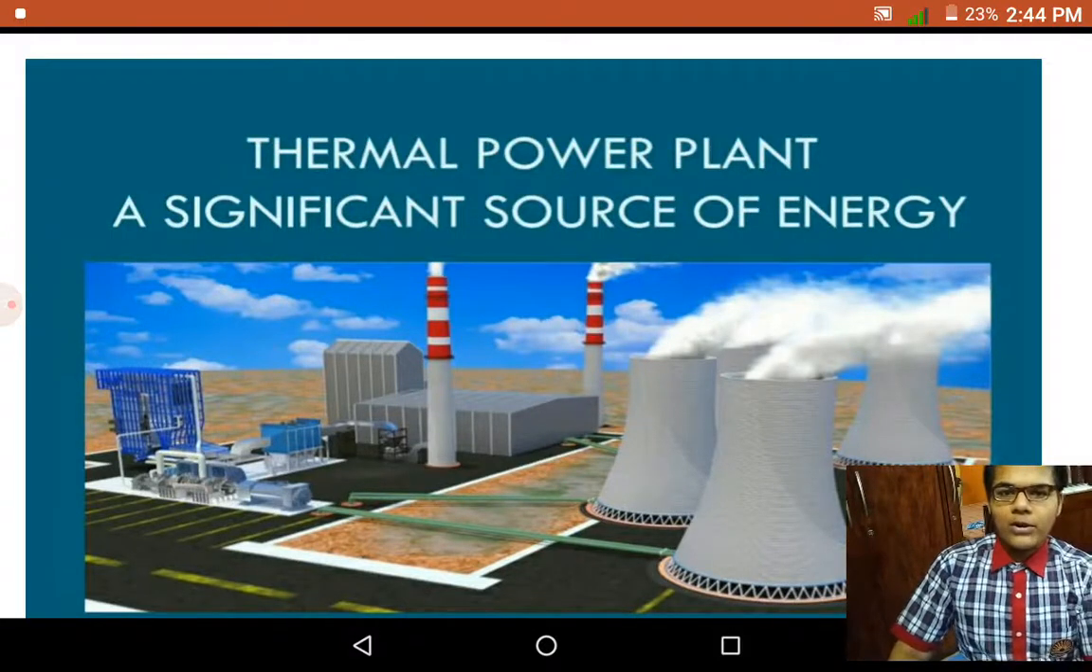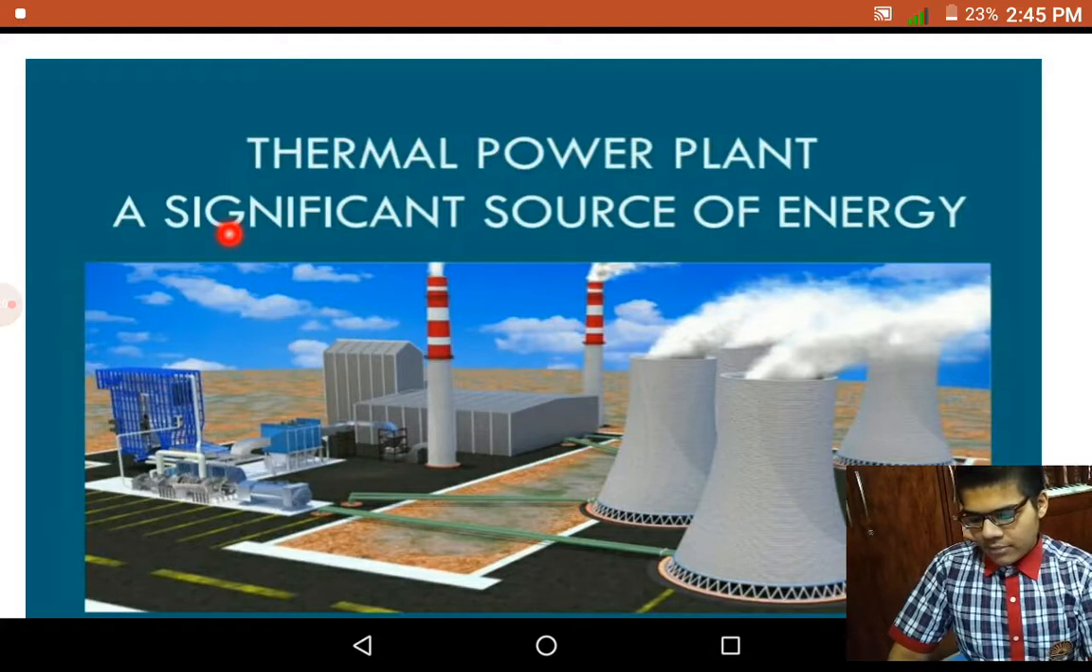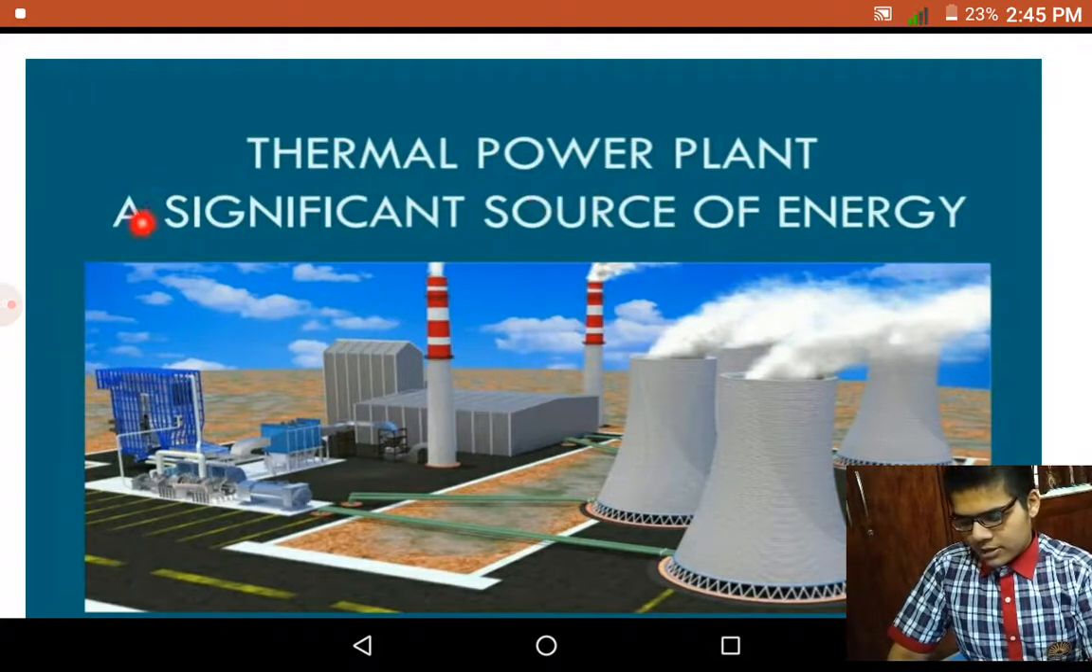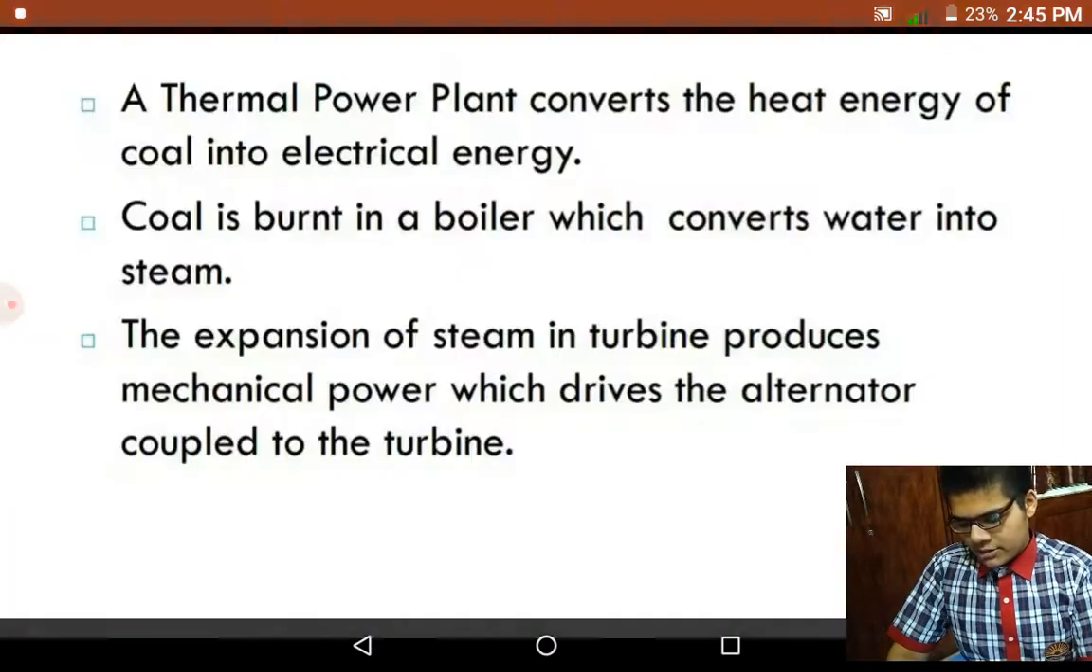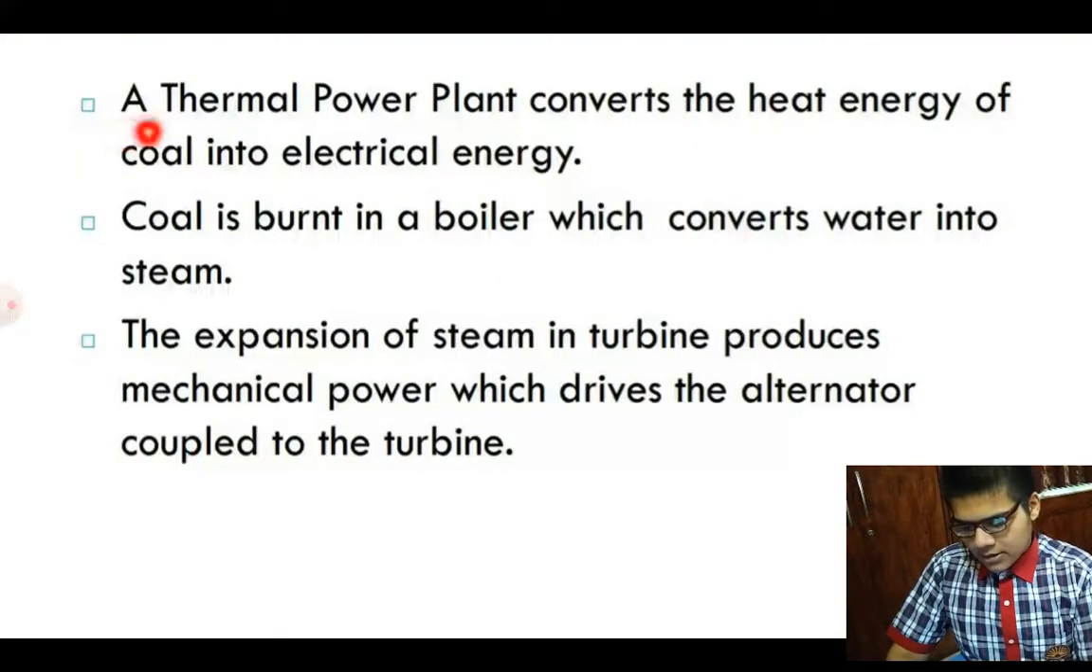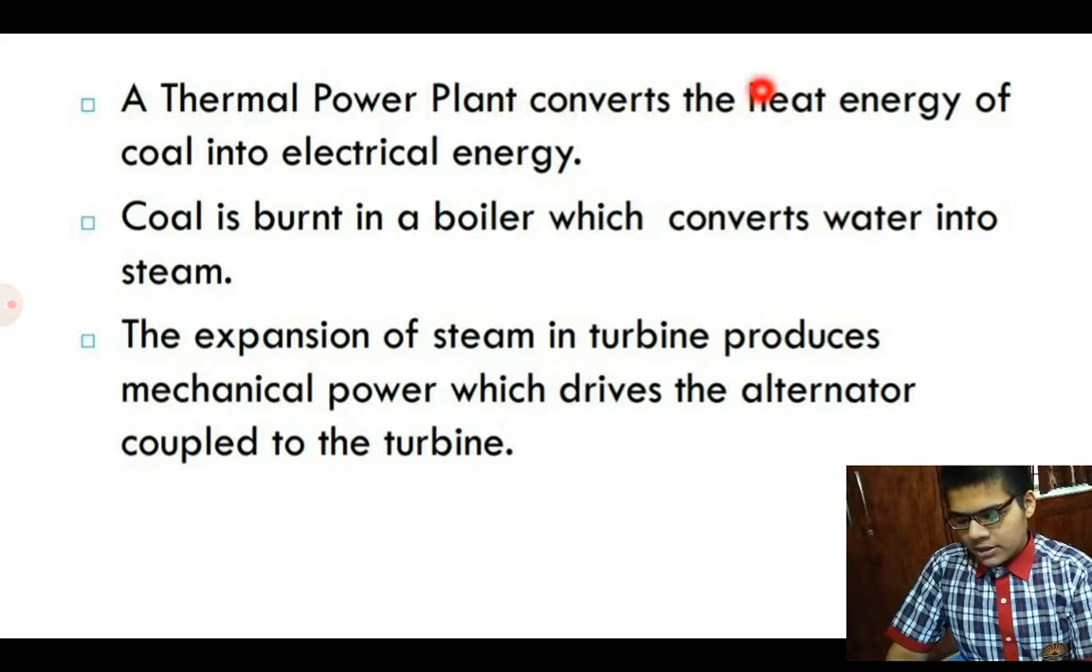Today we are going to discuss thermal power plants, a significant source of energy. Let's begin. A thermal power plant converts the heat energy of coal into electrical energy. Here the input is heat energy. Heat energy means coal. Coal produces heat energy, and it is converted into electrical energy.